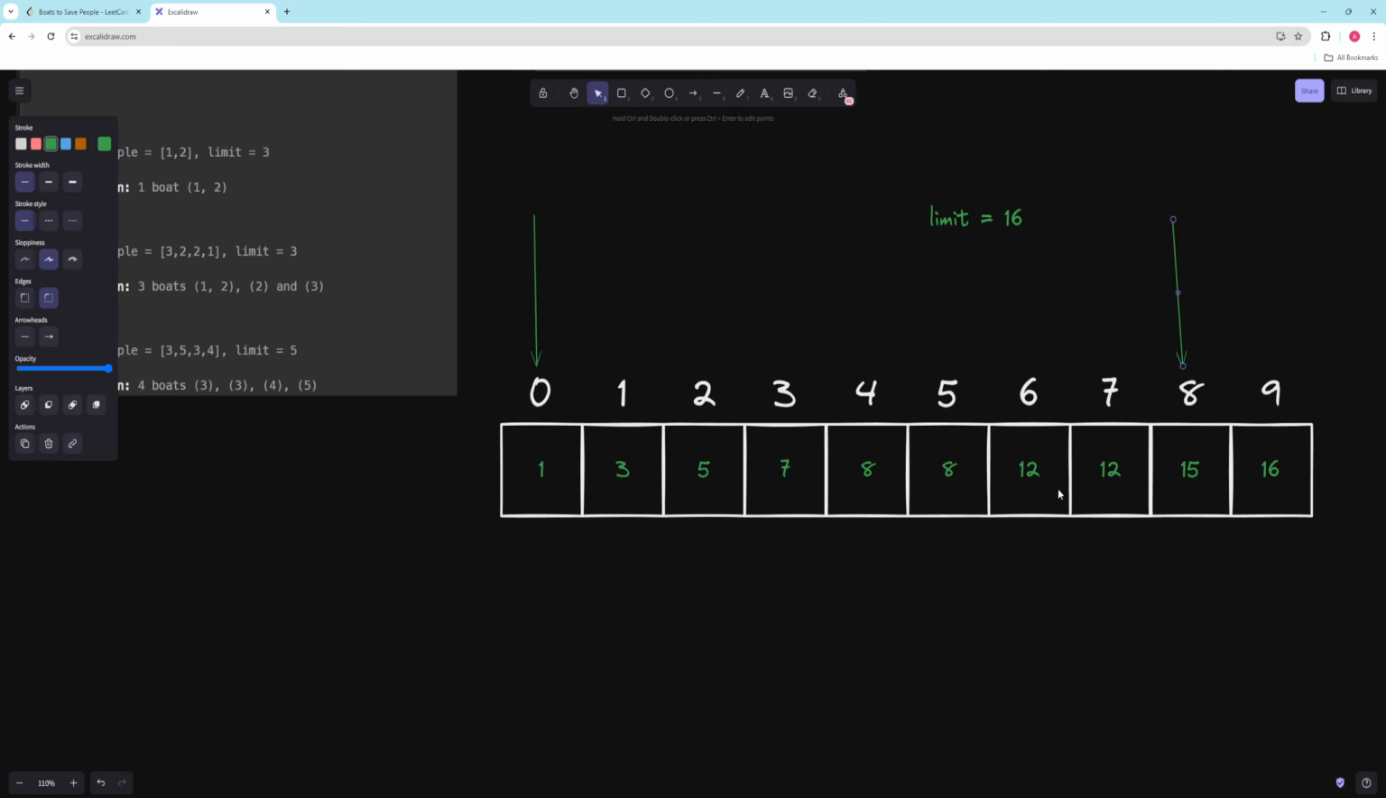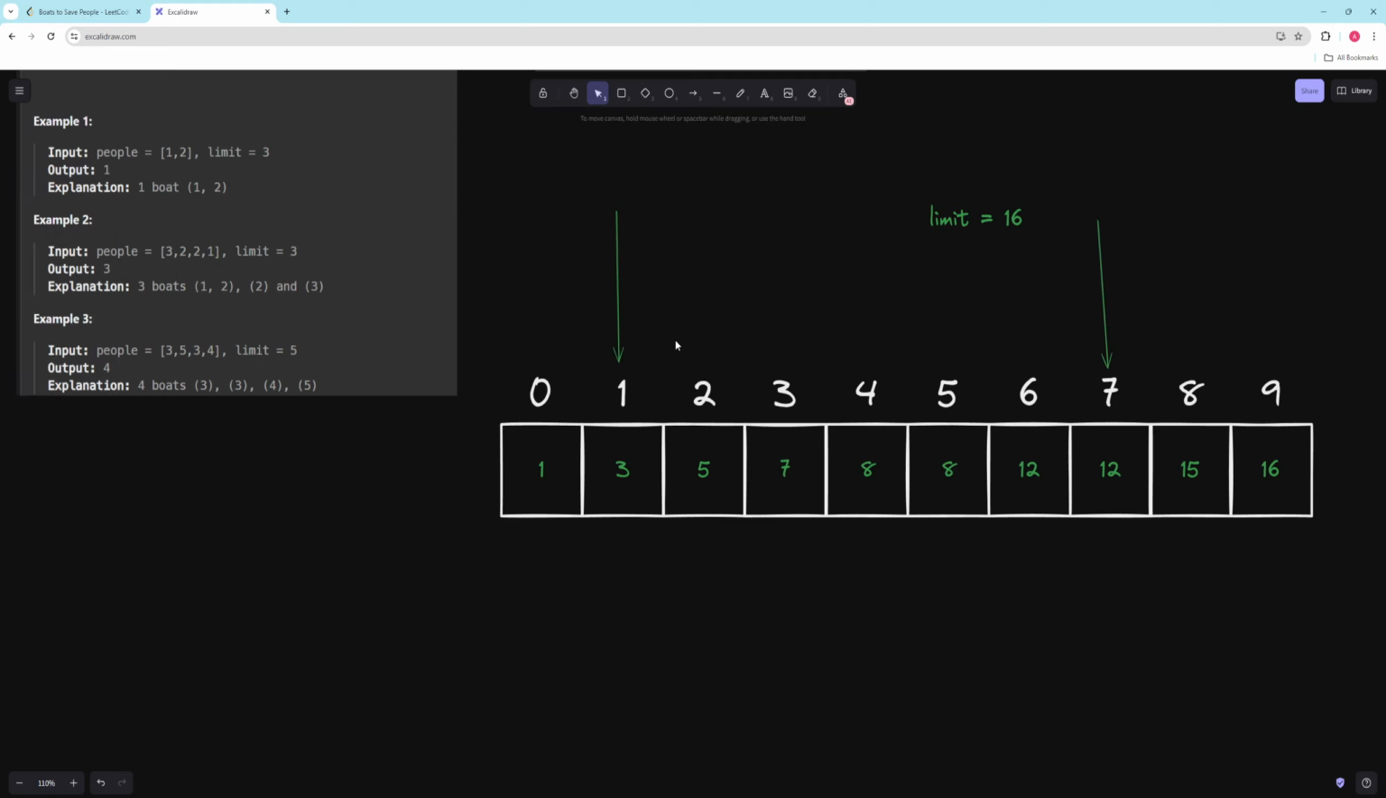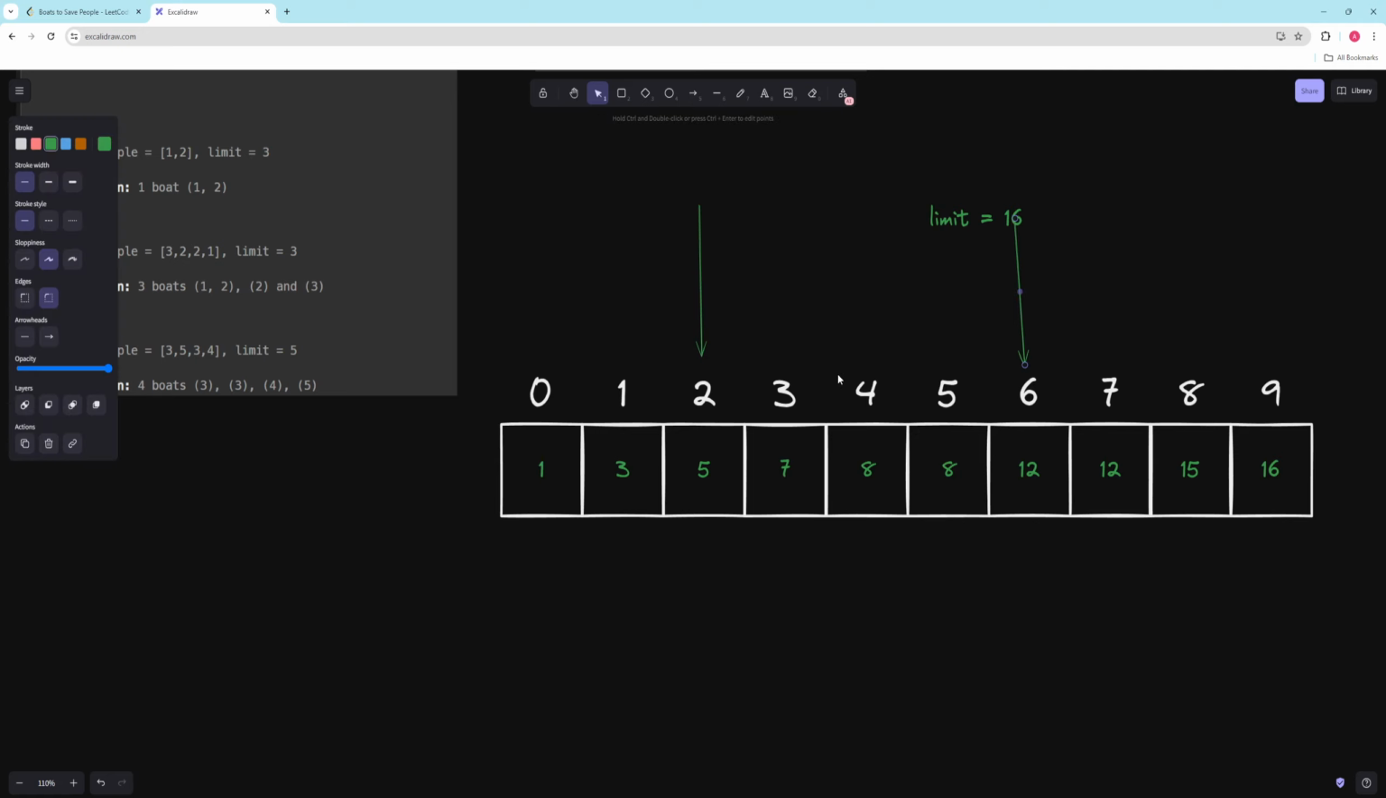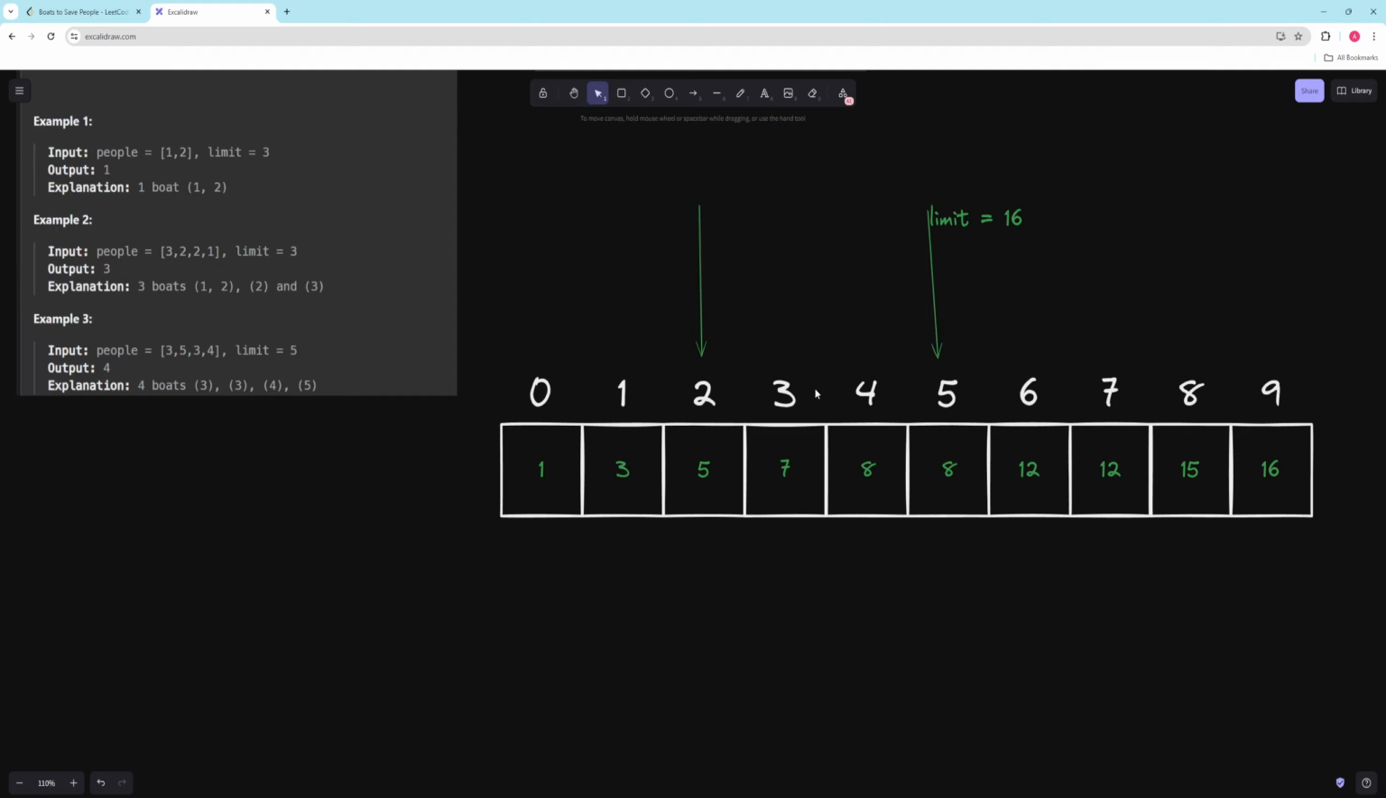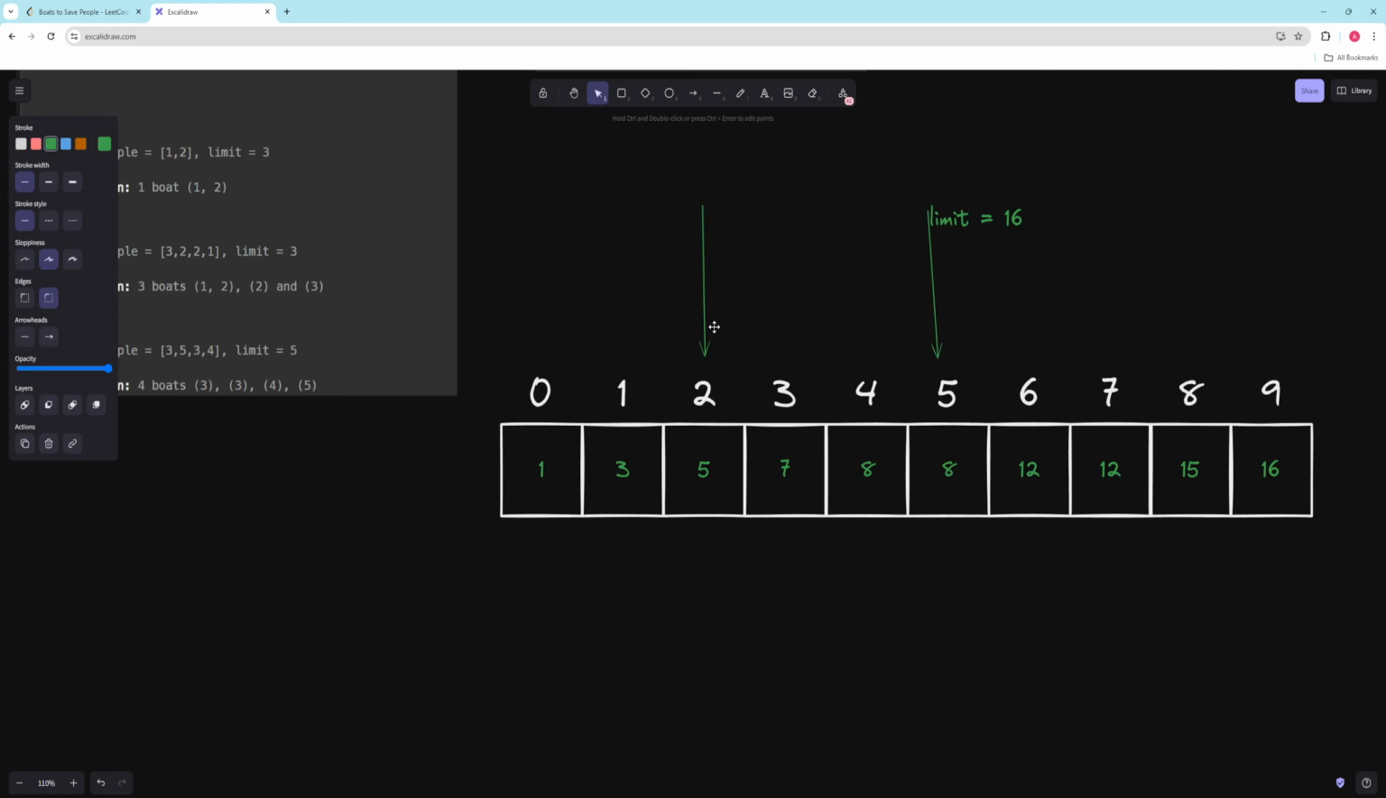Now I can take both of them. So if I take both of them, so this is boat number 2, then I'll move both of them in. I can take both of them again, so this is boat number 3. I can't take both of these, so I'll just take this big guy. So that's 4 boats. Now I can take both of these, so you move them in. And now I can take both of these as well, and then they just cross, and then you're done.